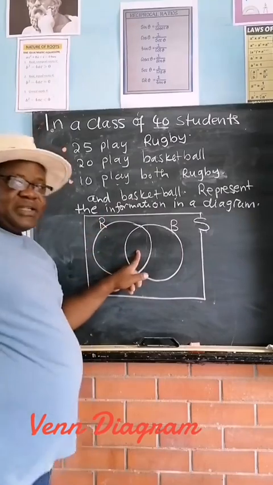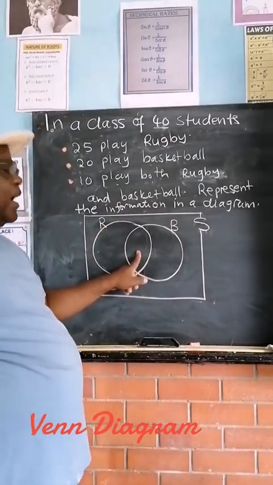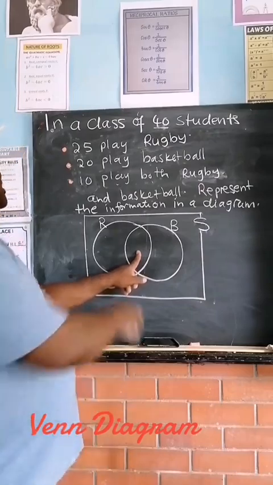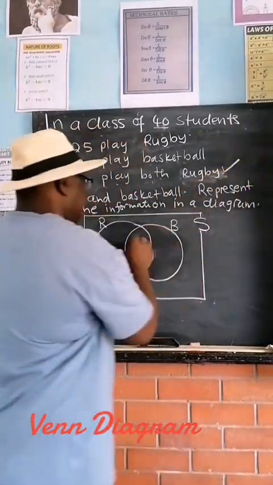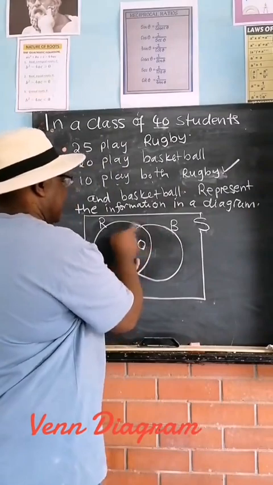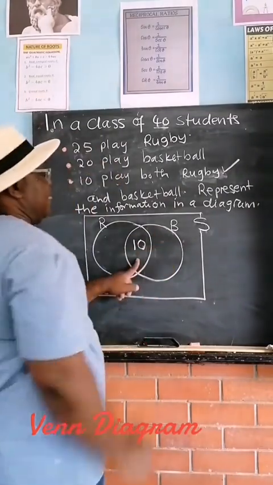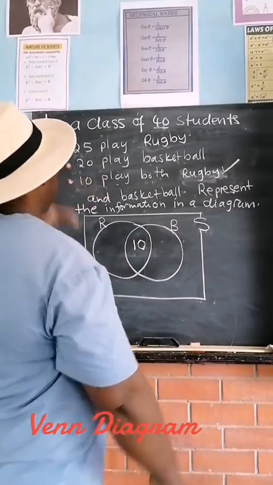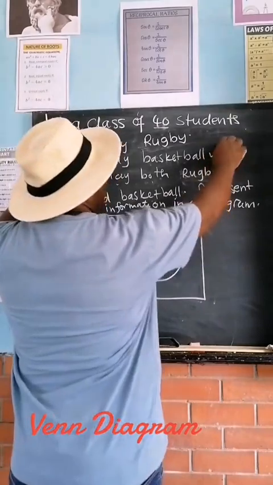In this segment here, I'm going to write the number of those that play both, which is 10. So 10 shall come here. 10 play rugby and basketball. Right. So I tick the bullet that has told you. Let me go to the next bullet.